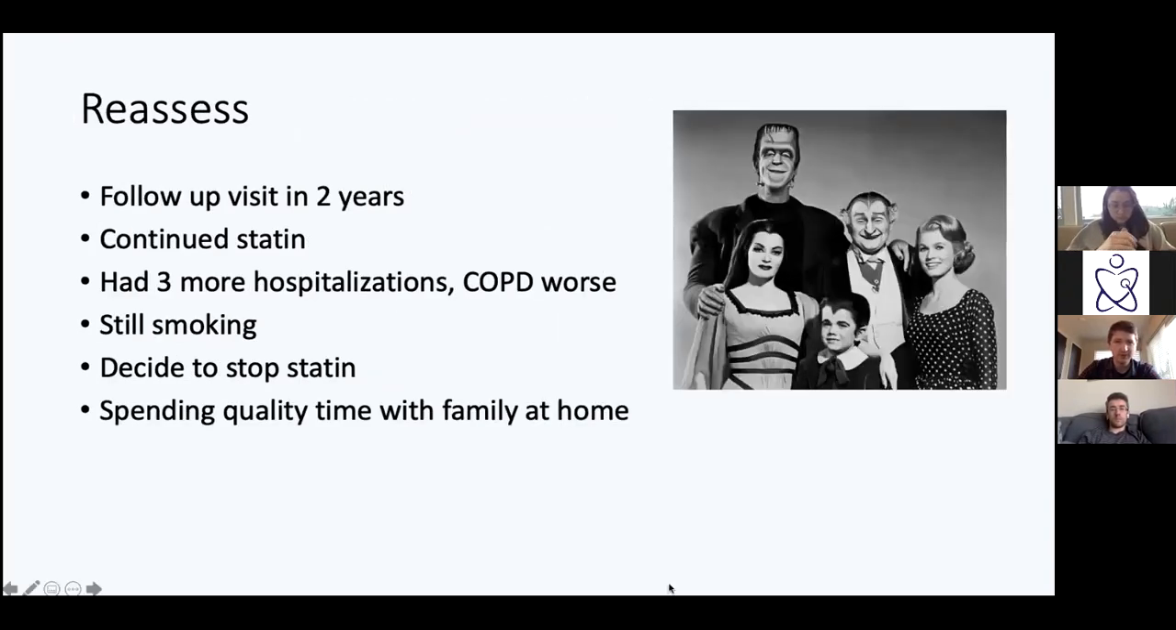So you decided to continue this statin with him. He felt okay with it. And you follow up in about 2 years. He has 3 more hospitalizations. His COPD is a bit worse. He's still smoking, but he decides to stop the statin, spend some more time with family at home.